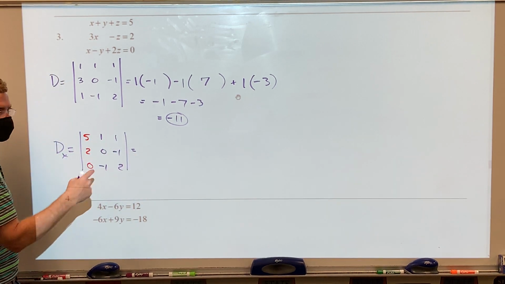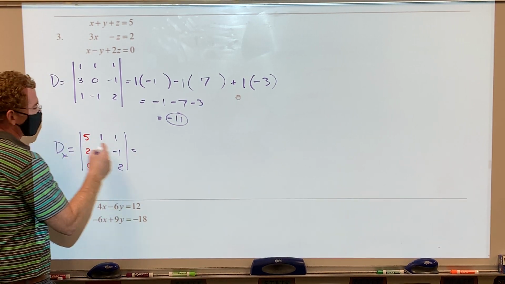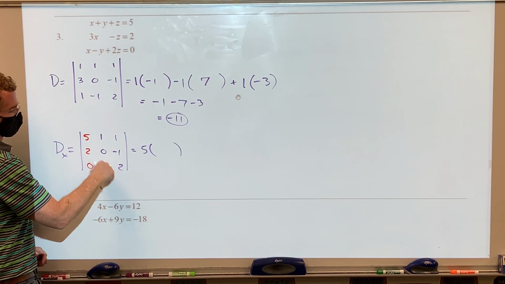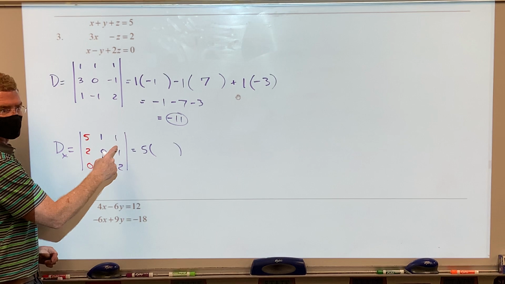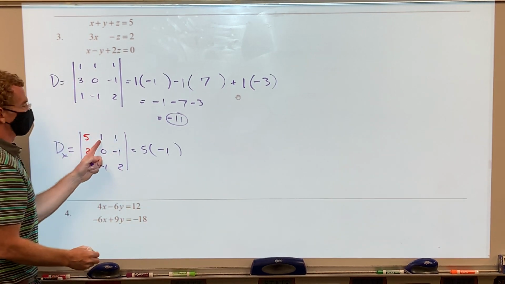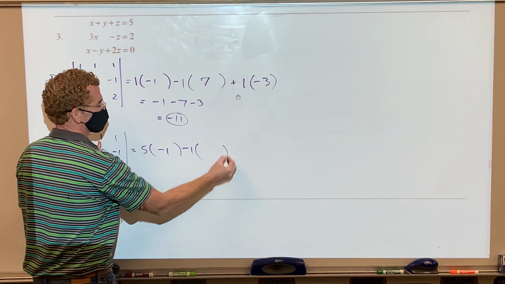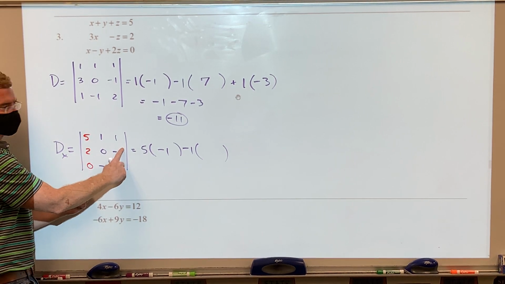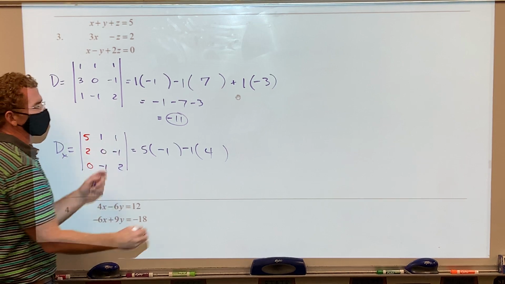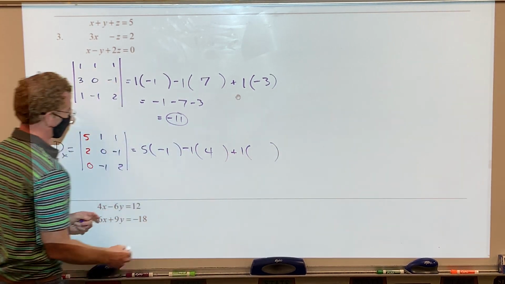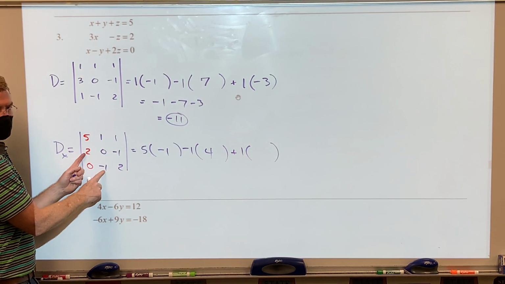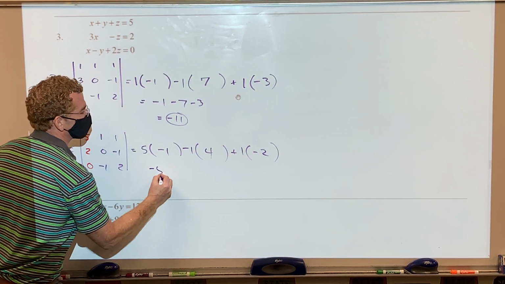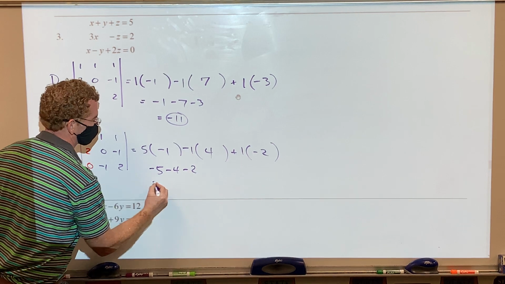So you can do the diagonal method if you want, but I'm going to go 5 times its minor, and what is its minor? 0 minus a positive 1, so negative 1. And then minus 1 for the middle one, times its minor, 4 minus nothing. And then finally plus 1 times its minor, which is negative 2 minus nothing. And that gives me a negative 5, a negative 4, and a negative 2, which is also a negative 11.